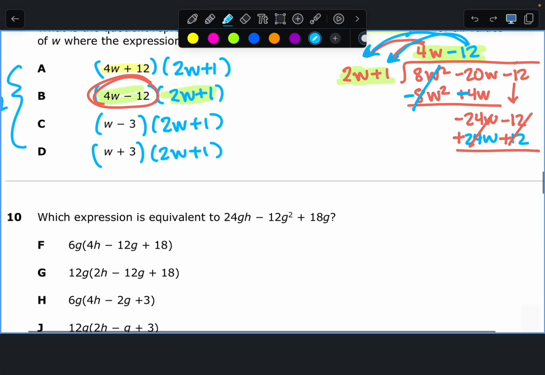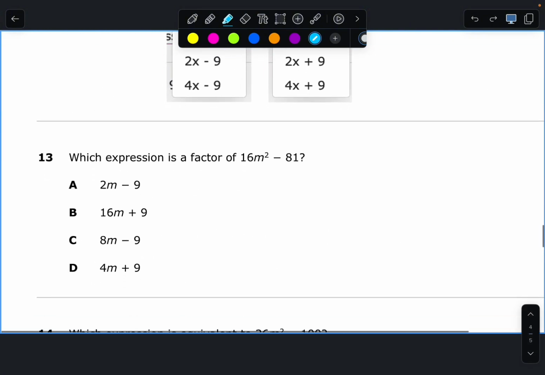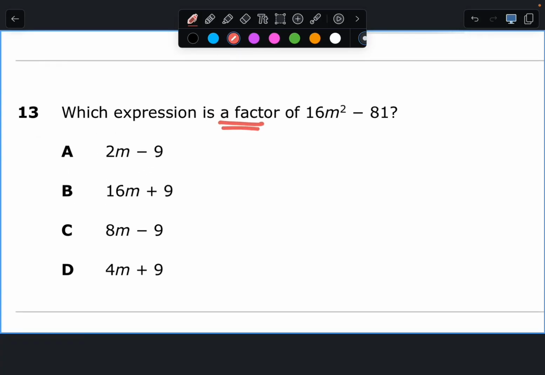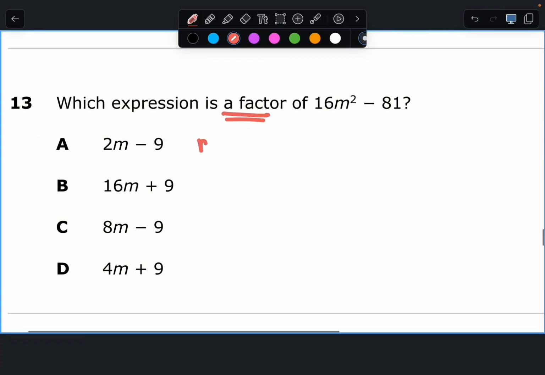Go to number 13. Number 13 also says which one is a factor of. For that one, use the calculator or what we did in the booklet. So we solve each answer choice for x. The first one is going to be x equals plus 9, then divided by 2. Then negative 9 over 16, positive 9 over 8, negative 9 over 4.